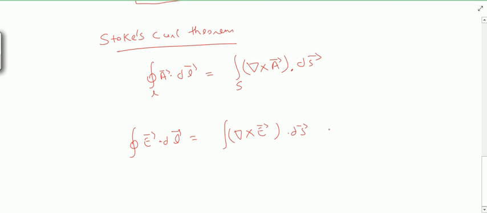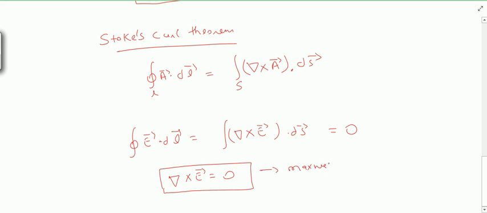And what is this value? If this path is closed, this will be 0. So you can also say that del cross E equals 0. Del cross E equals 0. This is Maxwell's second equation in differential form. So this is Maxwell's second equation in differential form. Del cross E equals 0.